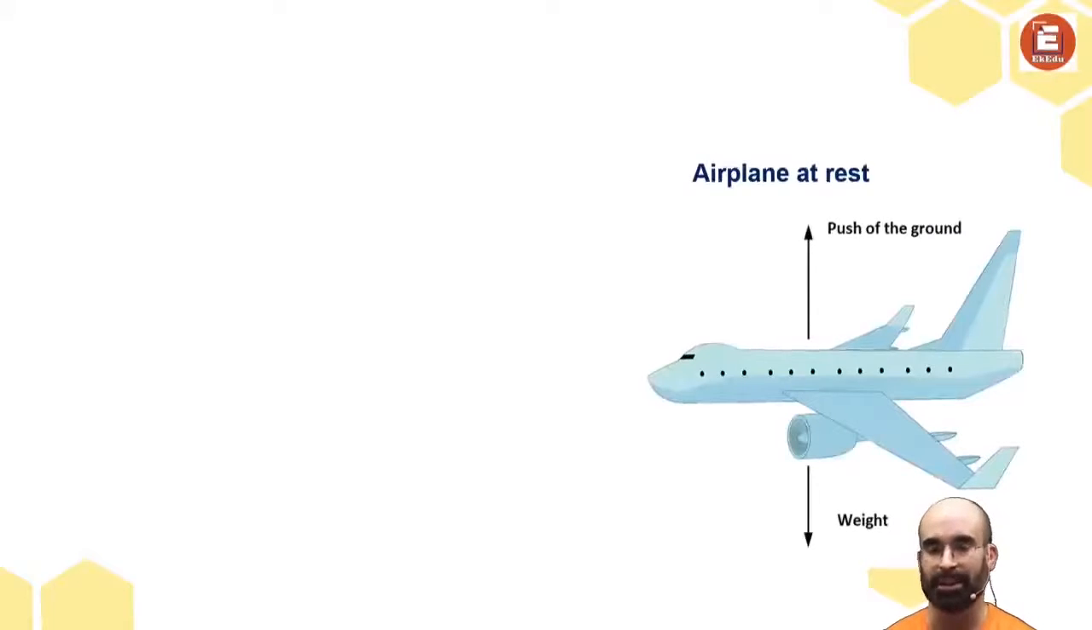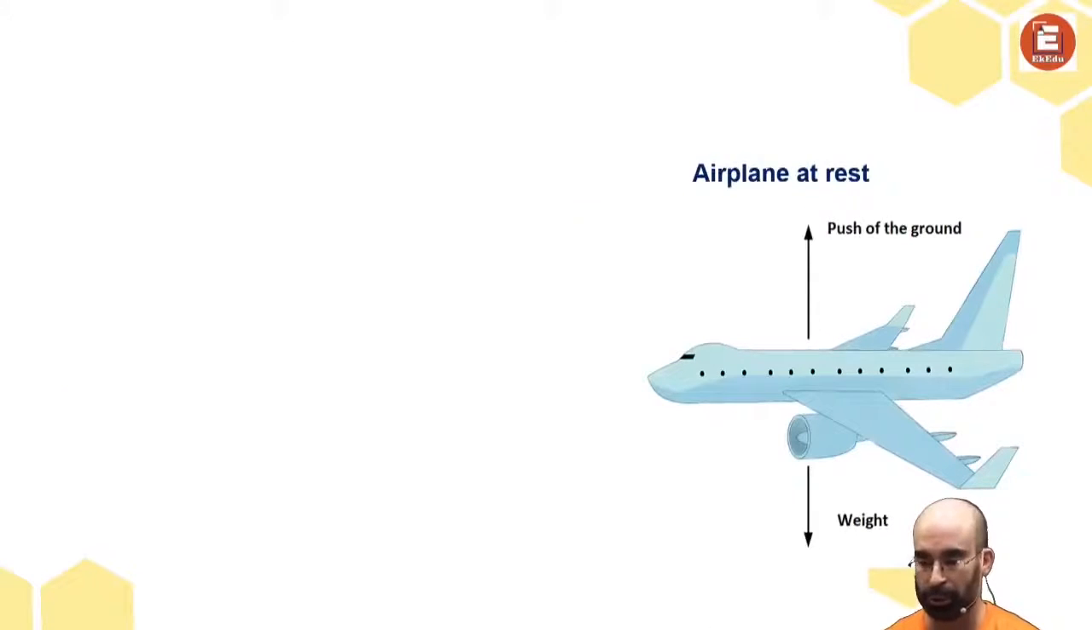Now, let us see this situation. The airplane is at rest on the ground. So there are two forces acting vertically. First is the weight of this airplane. And there is another force acting on it, that is the push of the ground. It is at rest, there is no vertical movement. It is because there is no unbalanced force, the resultant force acting on this airplane is 0.